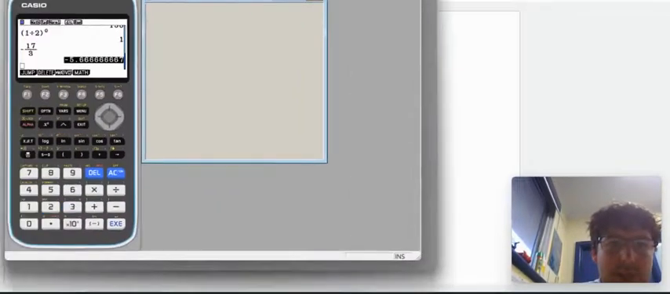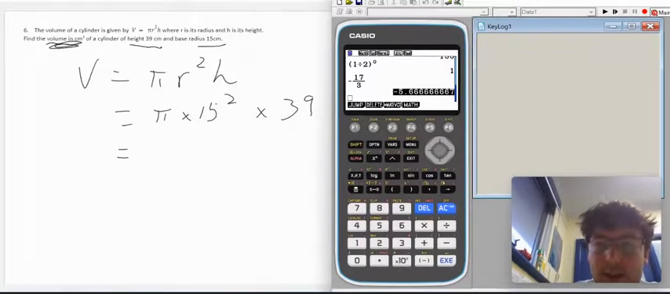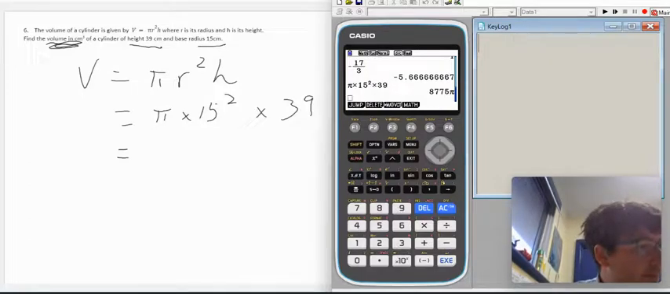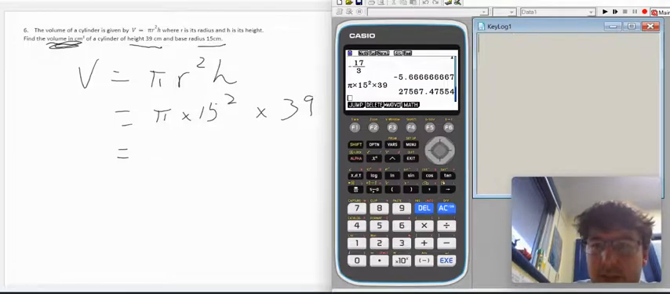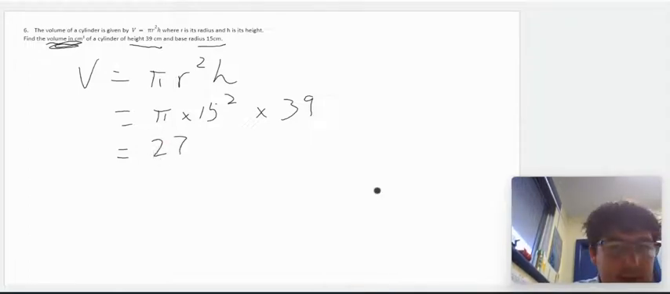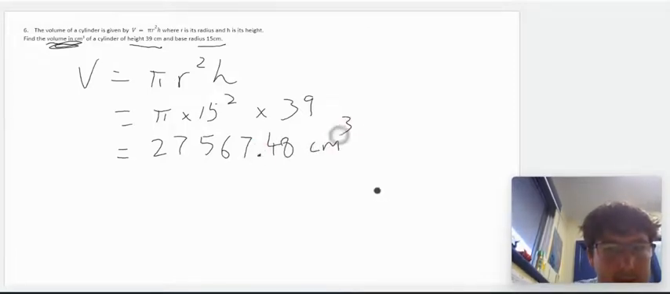And at this point, it would be good just to get your calculator out and type it in. So go pi times 15 squared times by 39. Which often comes out as that answer. But to change that into a decimal form, you hit the S to D button, which is just here. So pressing that button there changes it into a decimal, 27,567.48 centimeters cubed. Excellent. That's how we do question six.